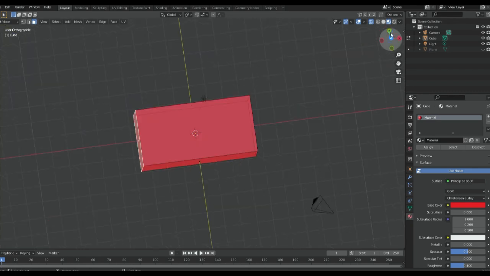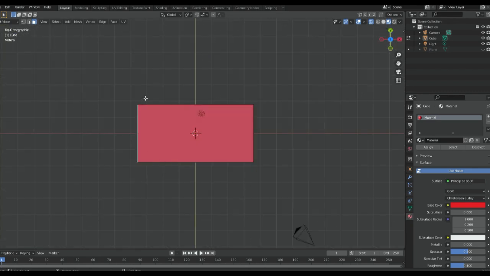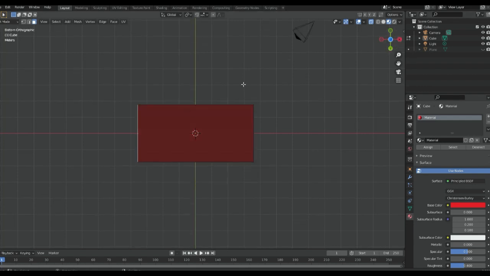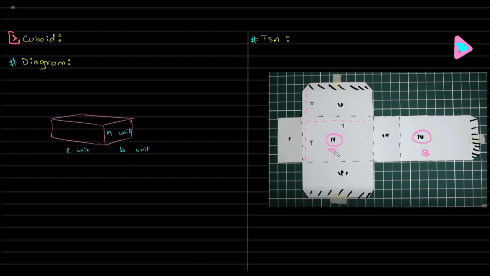The top would be something like this and the bottom also will look the same, is it not? Yeah, this is your bottom. So it has length and breadth. So L into B is the area of the top and the bottom. There are 2 of them. Length into breadth, there are 2 of it. So total surface area is equal to 2 times L into B.